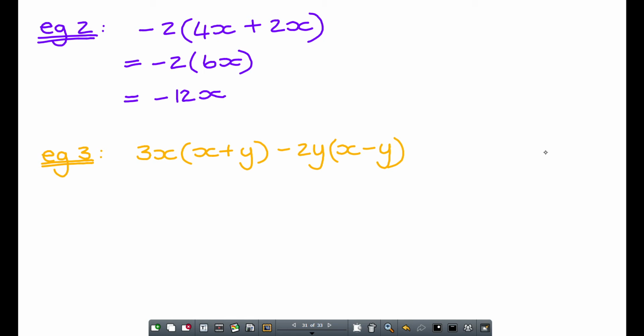Now over here, what I had to do is this 3x, because it was in front of the bracket, I had to multiply that in to every single thing inside those brackets. So I had to multiply it with an x, and I had to multiply it with a y. Do you guys all understand that part?